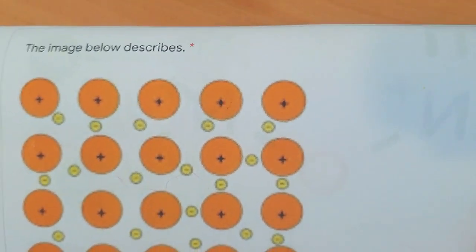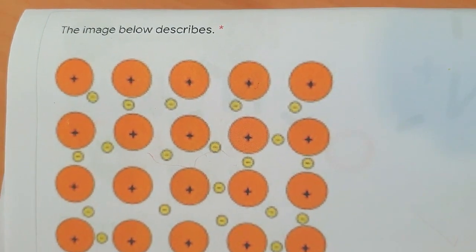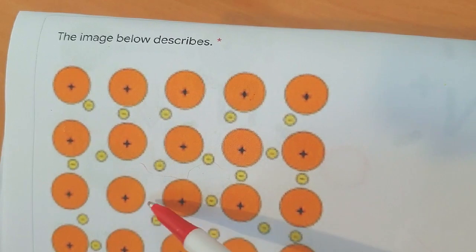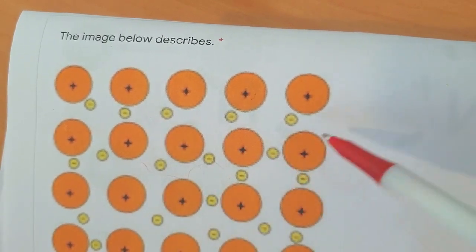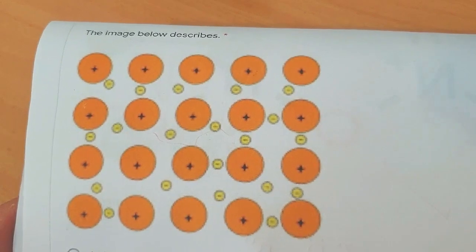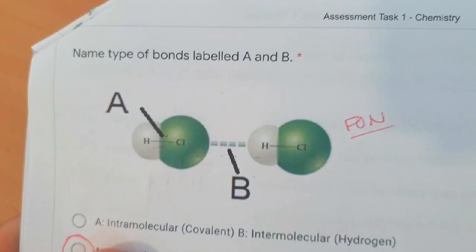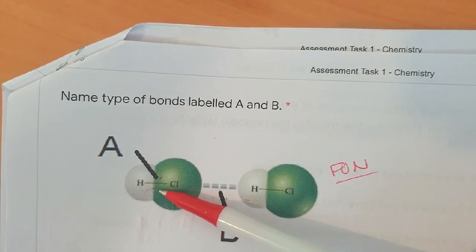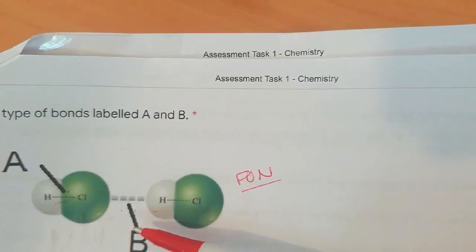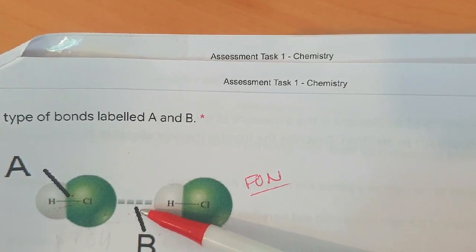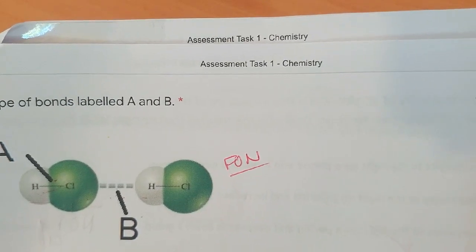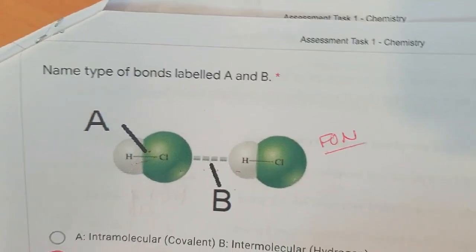Here we go. We have the image below. So we've got a sea of electrons because they're irregular, and so this is a metallic bond. Okay. Name of the type of bond labeled A and B. Here we have a covalent bond, intramolecular, and here we have an intermolecular. Now it's not hydrogen because FON is not involved, and therefore it's dipole-dipole, so B would be your answer here.